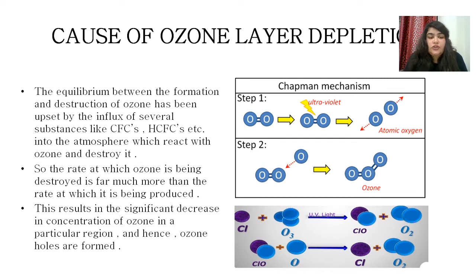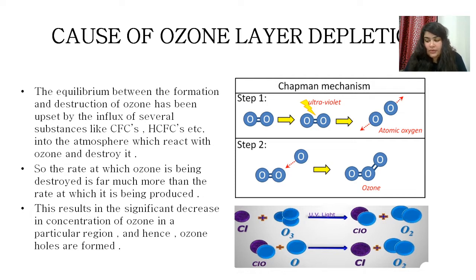Now, so the rate at which ozone is being destroyed because of all of this is far much more than the rate at which it is being produced. तो अगर destruction का rate ज़्यादा है और production का rate कम है, obviously there is going to be a decline. Right? So that is why there is a decline in the production of ozone there. Now this results in the significant decrease in a concentration of ozone in a particular region and hence ozone holes are formed.